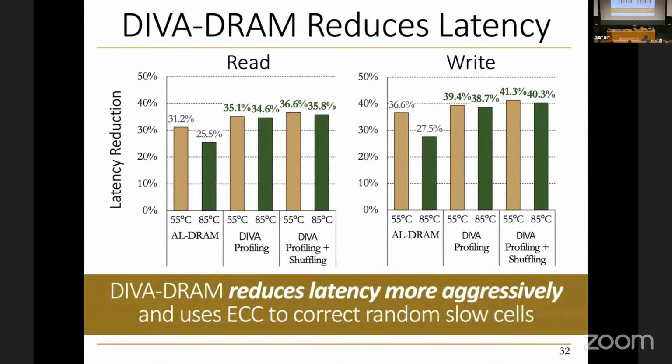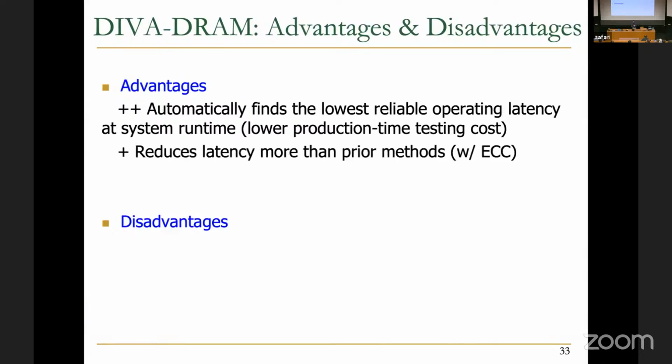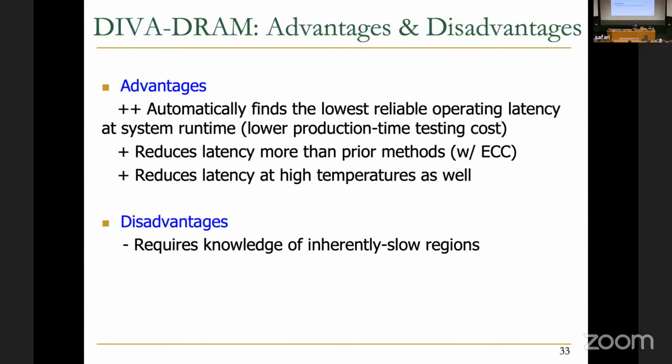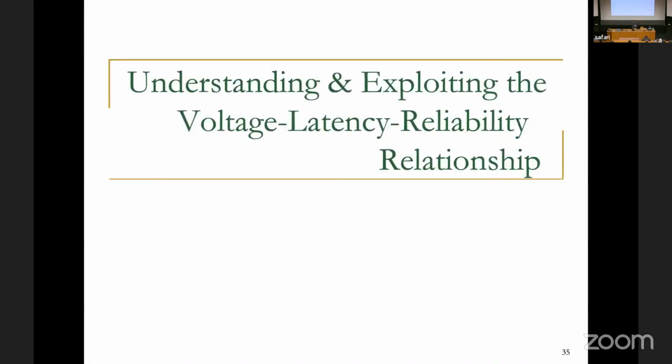So DIVA DRAM reduces latency more aggressively and uses ECC to correct random slow cells. Advantages: it automatically finds the lowest reliable operating latency at system runtime, and it reduces latency more than the prior methods, of course with using ECC, and it reduces latency at higher temperatures as well. Disadvantage: it requires knowledge of inherently slow regions, and it requires ECC. And this is the full reference for that.